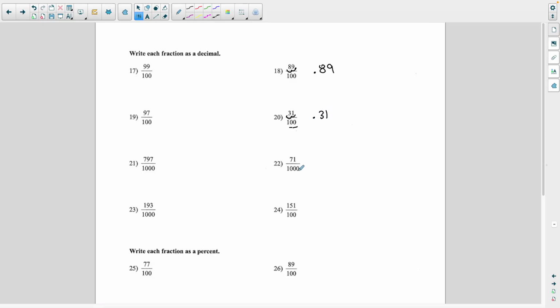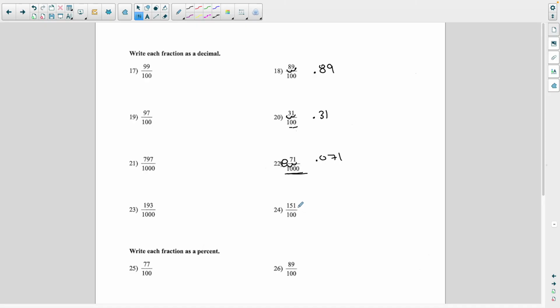0.31. Now this one we're dividing by 1,000, so we have 3 zeros. So 1, 2, 3, I make it 0.071. And this is called the thousandths place, because of that thousand.